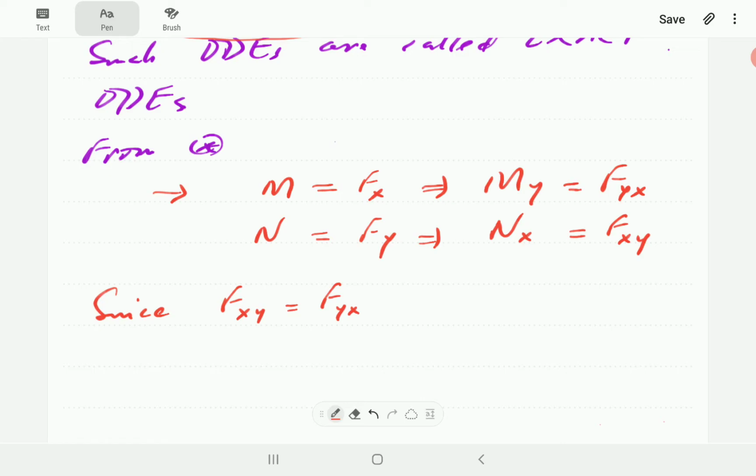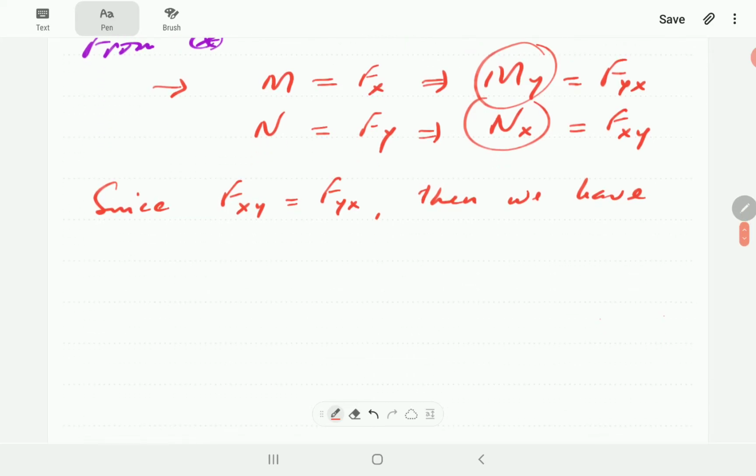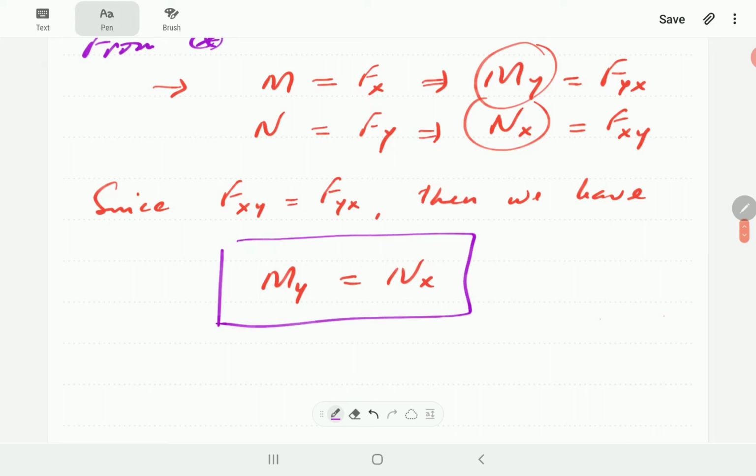So what this is implying is that these two must be equal as well. So we have My must be equal to Nx. This is actually the criteria that we use to test if an ODE is exact or not. So if My is equal to Nx, then we say the ODE is exact.